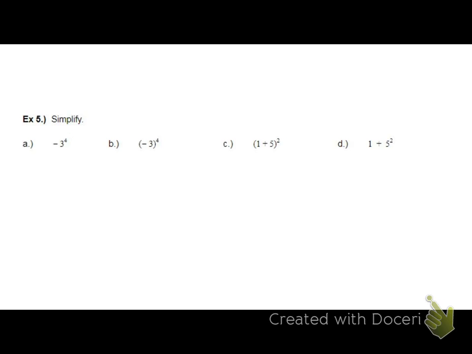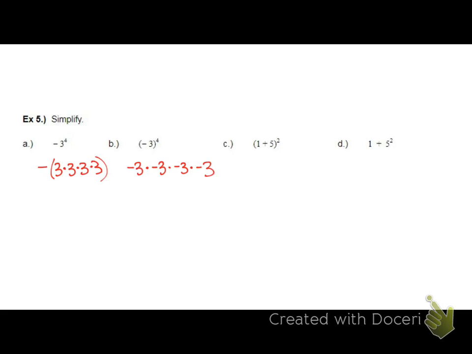So you could think about it as negative 3 times 3 times 3 times 3. Whereas on letter B, when it's in the parentheses, this would be negative 3 times negative 3 times negative 3 times negative 3. Do we see the difference here with and without the parentheses? It's a fact we'll be emphasizing a lot.